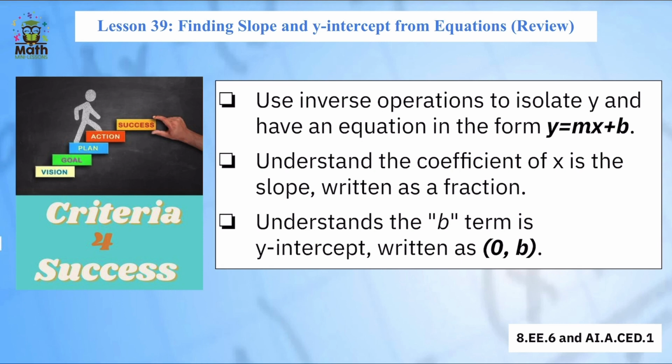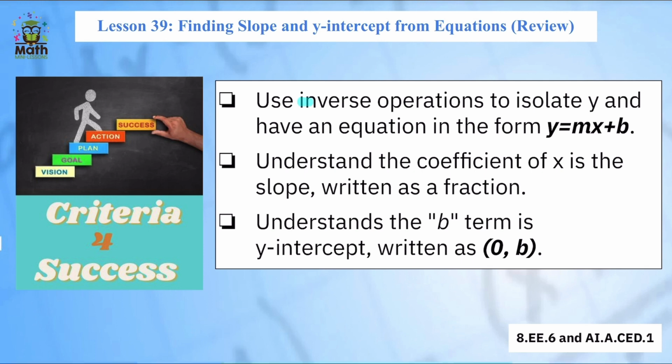Lesson 39, finding slope and y-intercept from an equation. Now we're really putting pieces together. We know how to identify these two elements of an equation from a graph. We know how to do it from a table, and we'll also be able to see it in the equation. So here's our look for it.